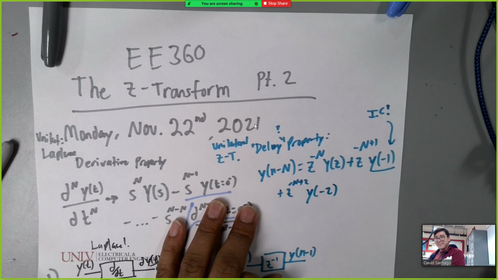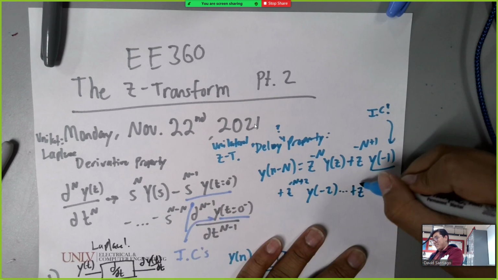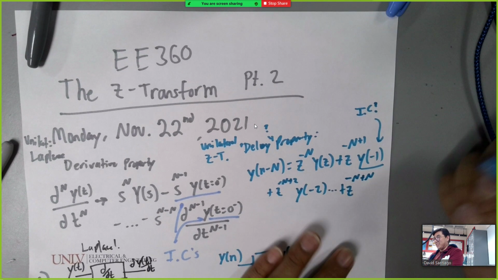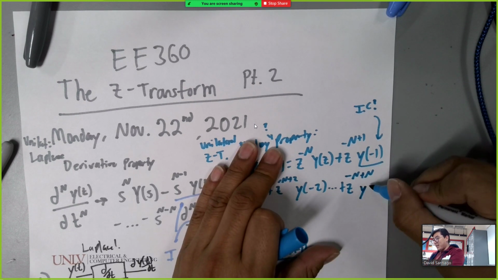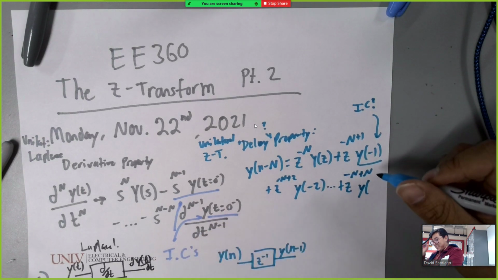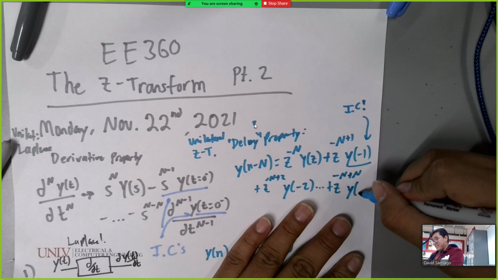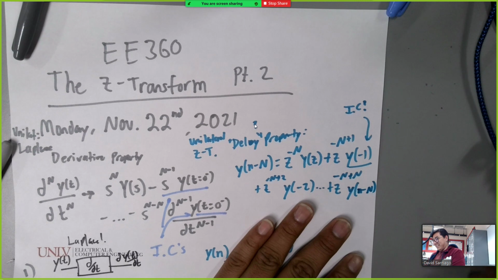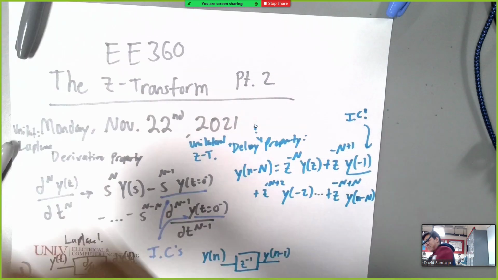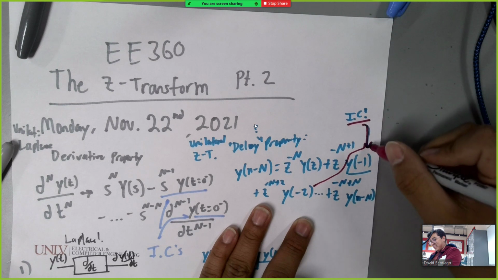You see the pattern? So if you keep going down, plus z to the negative n plus n, so that just results into a 0. z to the power 0 is 1. y of, okay, 0, 1. N minus n. I think so. So all this right here, I should probably use a different marker. ICs. 1, 2, and 3.